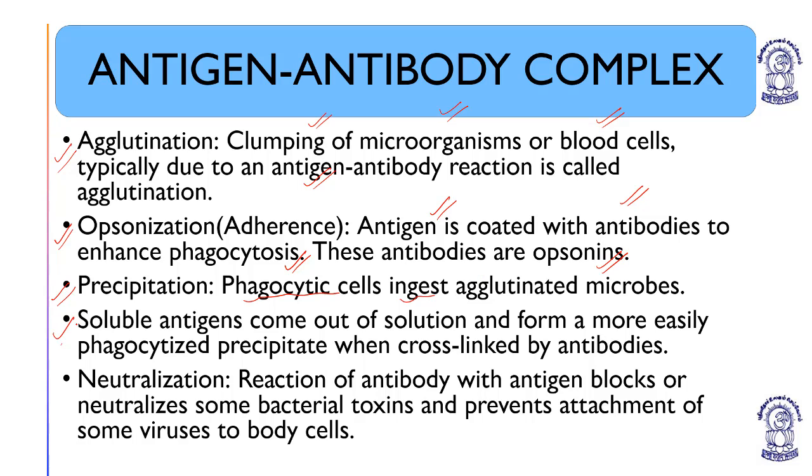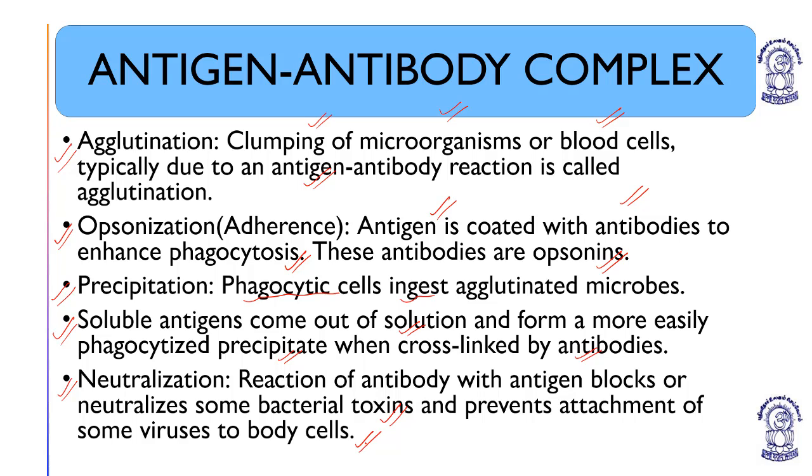Soluble antigens come out of the solution and form a more easily phagocytized precipitate, which is cross-linked by antibodies. Neutralization: the reaction of antibody with antigen blocks. When the antigen comes in contact with the antibody, it blocks and neutralizes some of the bacterial toxins and prevents attachment of some viruses to the body cells.